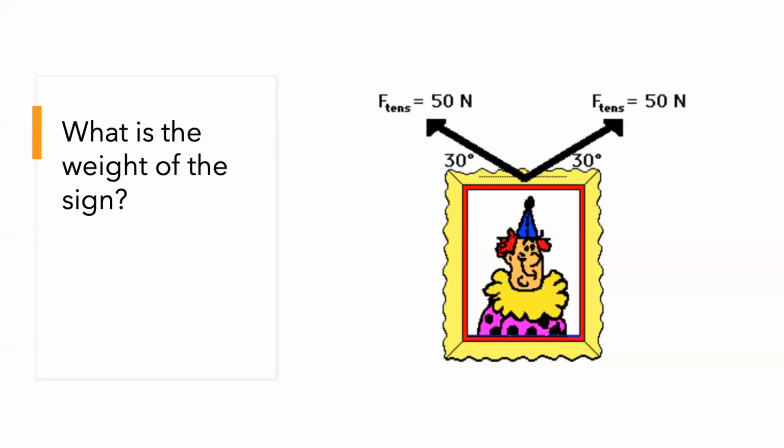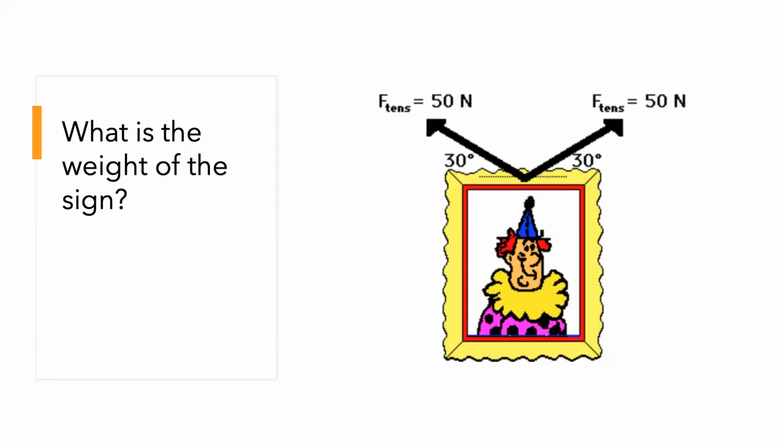So I'm going to go through some examples from the notes that we did in class. Remember that we did this problem, what is the weight of the sign? You'll see that there's this picture with tension forces, which means it's likely hanging from some string. Each of the tension forces has the same magnitude, and they're at the same angle from the x-axis, but in different directions.